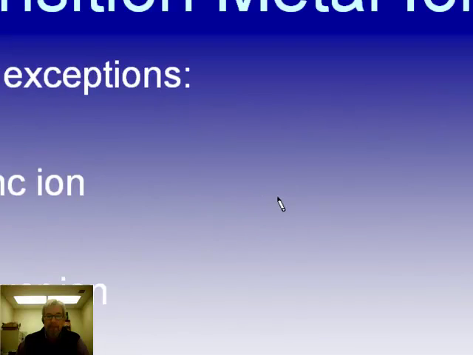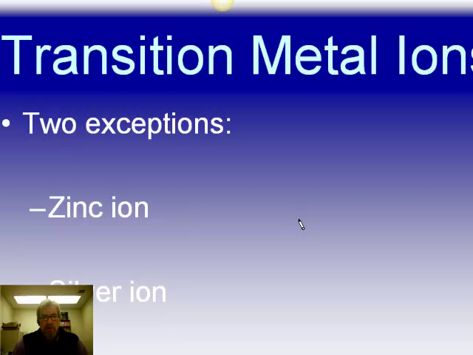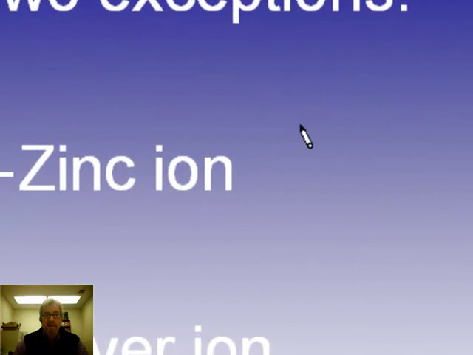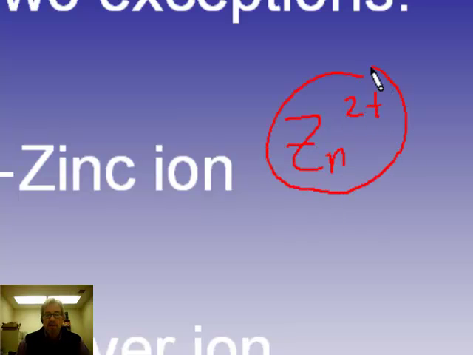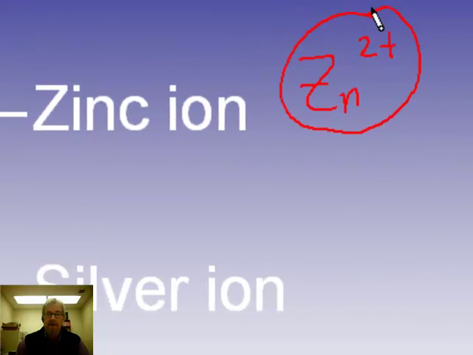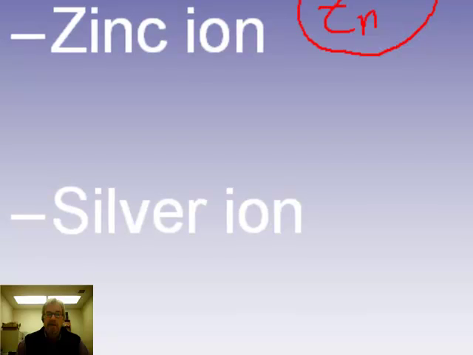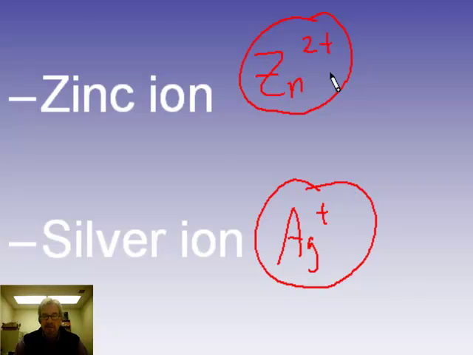Now there are 2 exceptions that we're going to deal with in this class to this rule that transition metal ions always have multiple charges. One is the zinc ion. Zinc, when it makes an ion, it's always going to be a 2+ ion. We don't have to look for a name. We don't have to put a Roman numeral in there. We don't have to analyze what the anion's charge is. It's always 2+. And silver is always 1+. So these are the 2 transition metals that we're going to see in this class that are consistently charged.